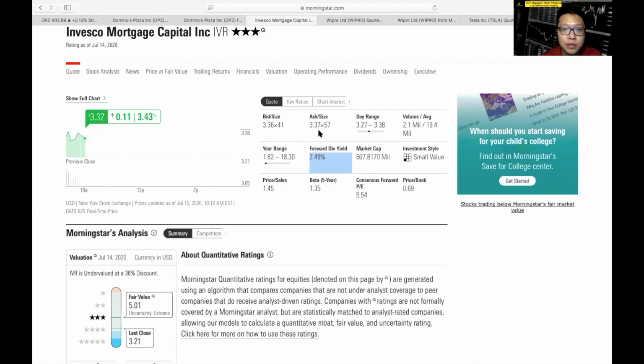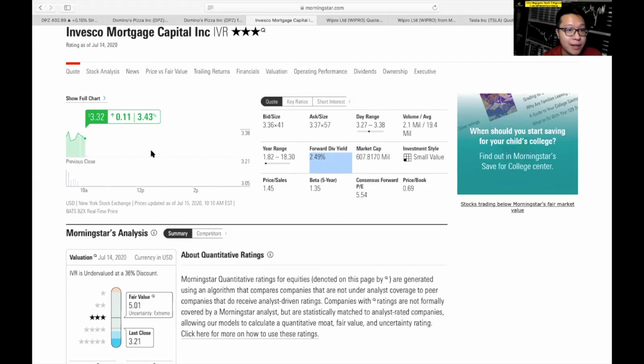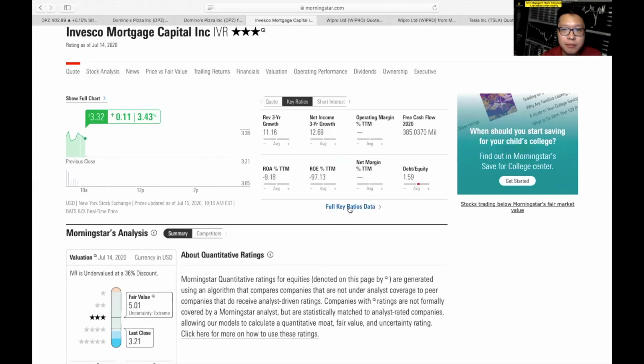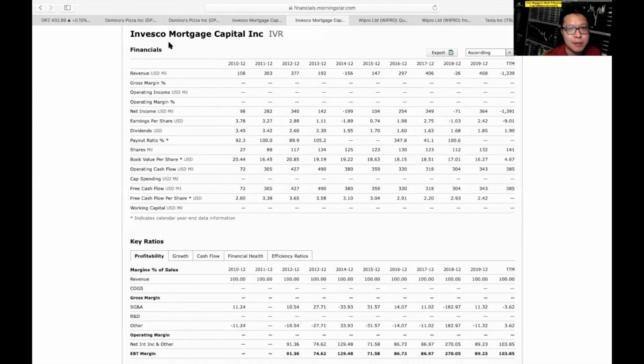Things to take note is that for US, when you buy a dividend company, you get taxed 30%. You get taxed 30% when you collect dividend from a US company. Which means that even after you collect this 2.49, you still need to pay 30% tax. So let me just check out the financials of this. But just by looking at the dividend, I'm not that happy about it.